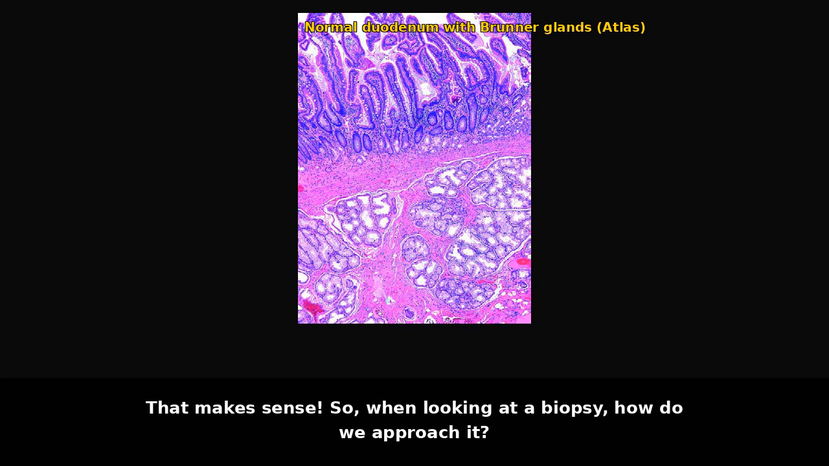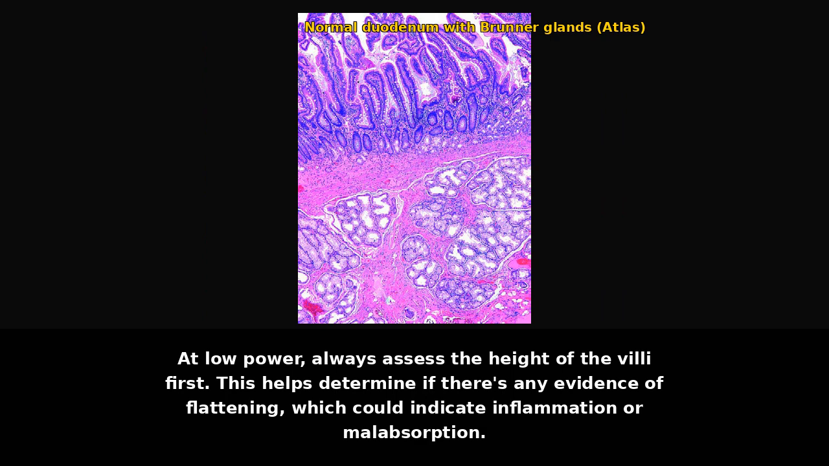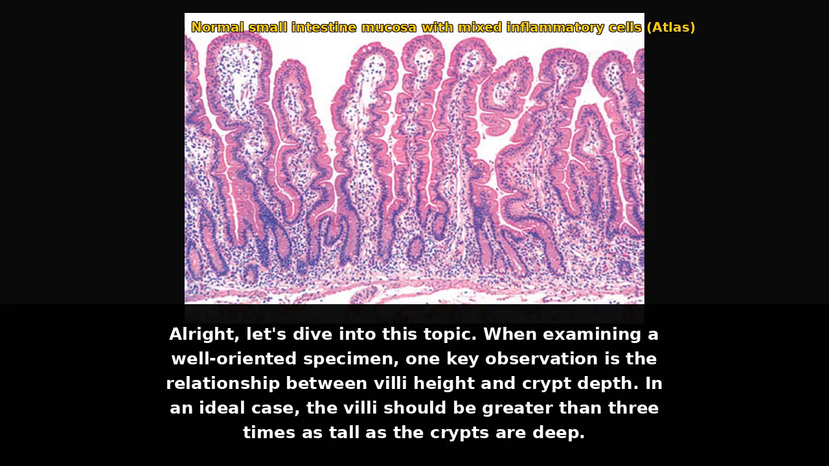That makes sense. So, when looking at a biopsy, how do we approach it? At low power, always assess the height of the villi first. This helps determine if there's any evidence of flattening, which could indicate inflammation or malabsorption. All right, let's dive into this topic.